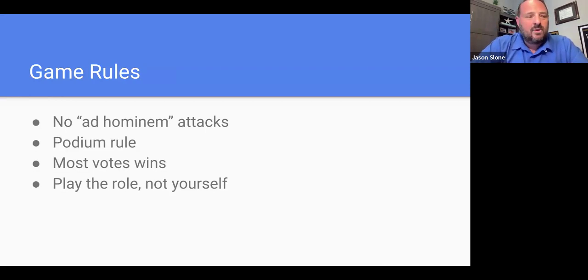There is what we call the podium rule. If the debate gets crazy, and it will, you can have a podium rule where if a student feels like they're not being heard or don't have a chance to speak, they can walk up to the podium. And if somebody goes to the podium, all debate stops and you have to listen to the person. That way the most assertive and aggressive debaters in the class don't dominate the conversation while other people don't have a chance to talk. And then typically, most votes wins is the game rule.